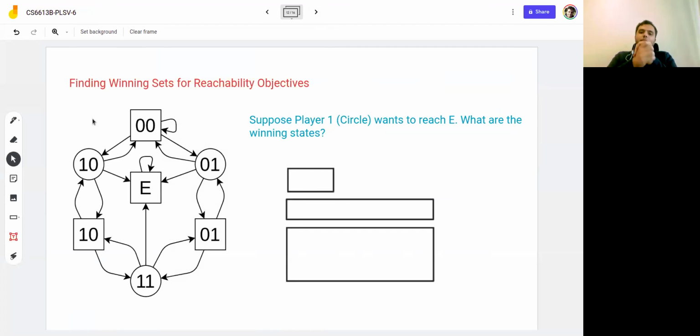So for now, let's just take our very first objective. Let's take reachability and see how we can find the winning sets for reachability. So in this case, suppose that player one is the circle player. And let's say that the objective is to reach the error state. So player one wants to make sure that we reach this state E. What are the winning states for player one? So starting from which of these vertices can player one force the game to visit E?